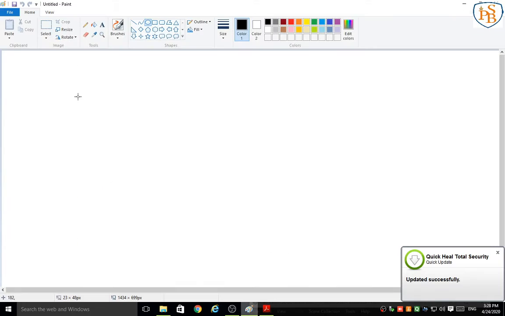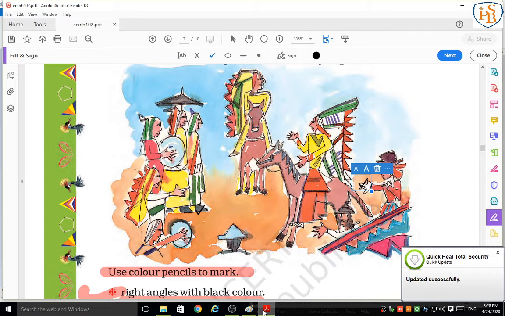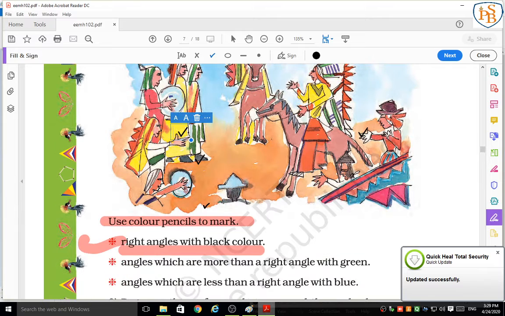Before this we have also already seen what a right angle means. You can see, I will show you, this one is a right angle. Correct, students? Like this angle, where you can see a right angle, one more here you can also see a right angle. Like that you have to mark the right angles with black color. Okay, clear?